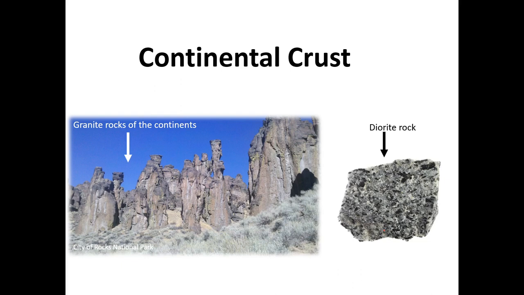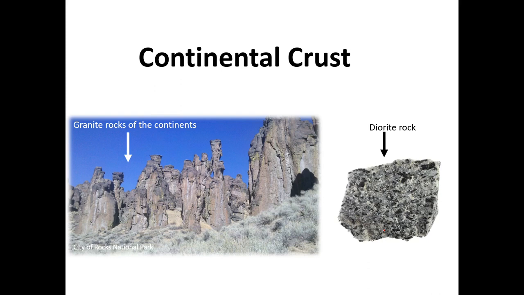Now, things are different on the continents. I'll show you this pretty cool picture. This is from City of Rocks National Park in Idaho. It's a pretty cool granite outcrop of rocks. Now, continental crust is not made of basalt necessarily. The continents are much more what you could call heterogeneous. It means that they're made of different things. Hetero is different, genus means type, so different types. It has a heterogeneous composition. It's made of different types of rocks.